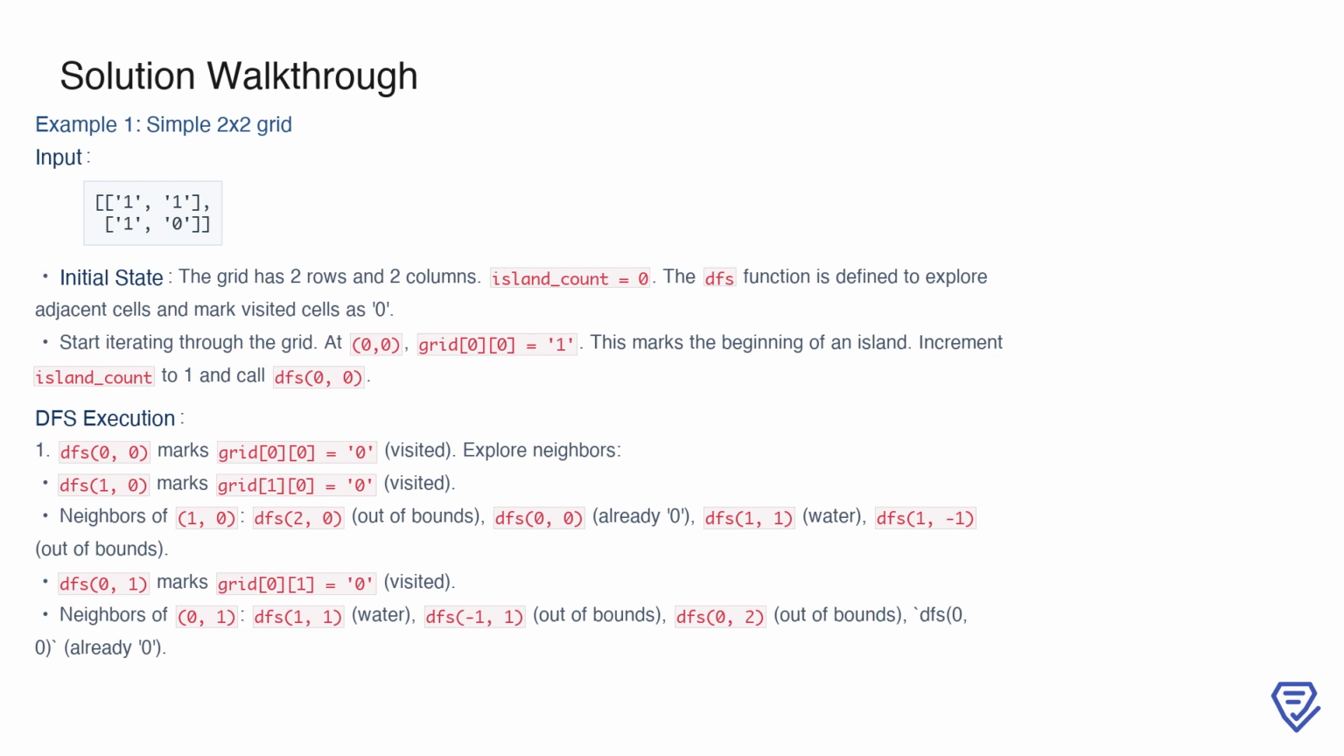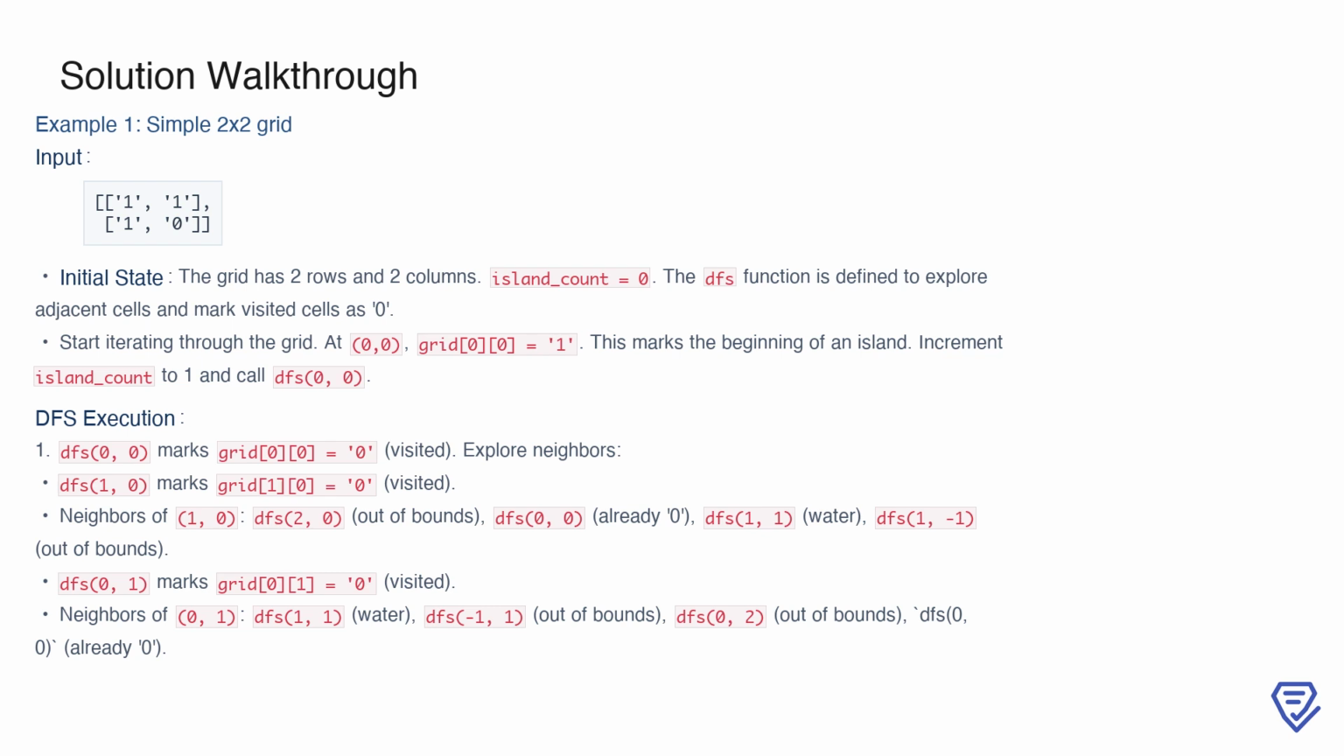Now, as we iterate through the grid, we encounter a 1 at position (0, 0). This indicates the start of an island. We increment island_count to 1 and call the DFS function at (0, 0). Inside DFS(0, 0), the cell is marked as visited by changing its value to 0. The function then explores its neighbors.